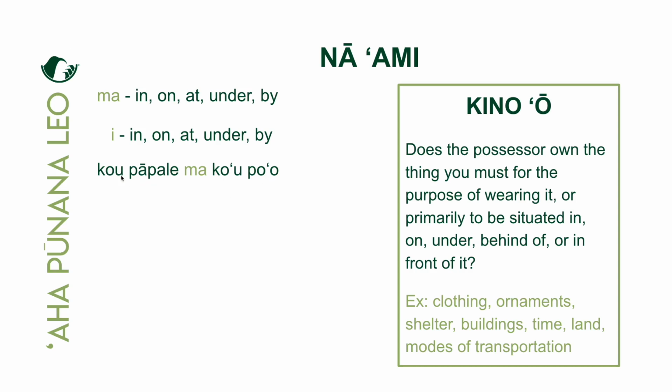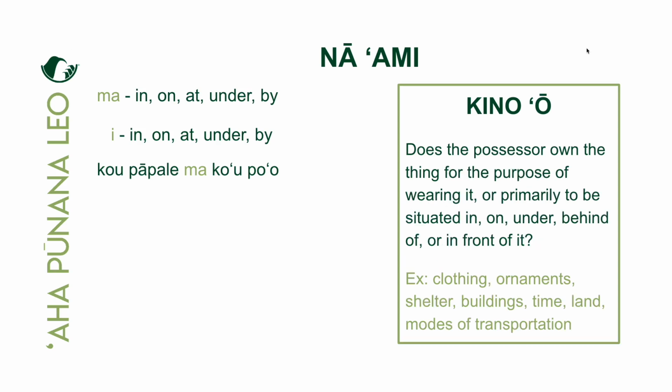Now what's the deal here? So again, we ask and determine a question. Does the possessor own the thing for the purpose of wearing it, or primarily to be situated in, on, under, behind, or in front of it? If the answer is yes, then that is a kino o. So things like clothing, owned for the primary purpose of wearing it, kino o.